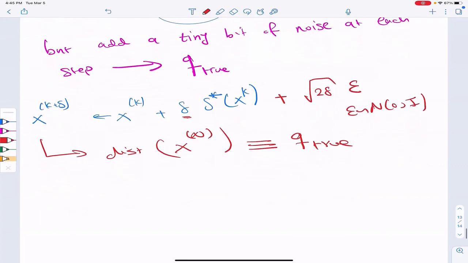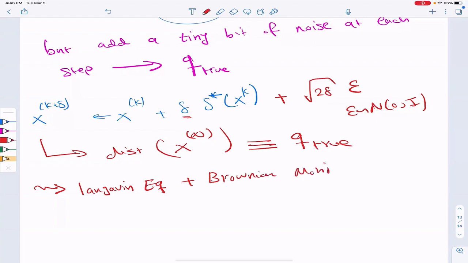This is usually called, this is based on the Langevin equation or Langevin dynamics, plus Brownian motion. The proof is not super difficult, but not easy. I'm going to skip the proof. So the way it is inspired by physics, right? So the Langevin dynamics, the problem is you have a liquid and you put some particles in it.